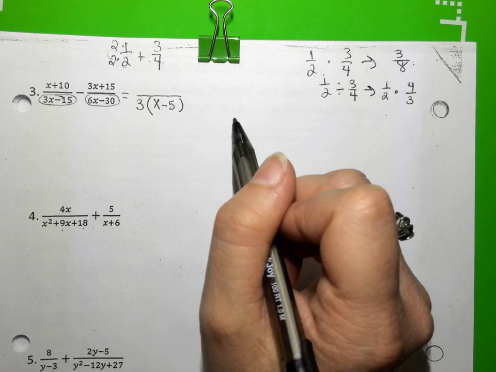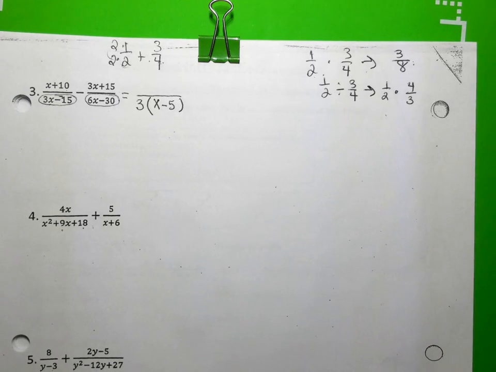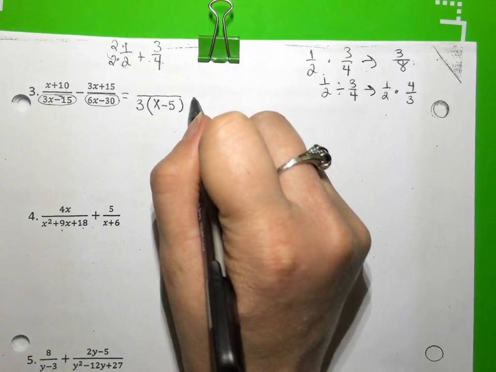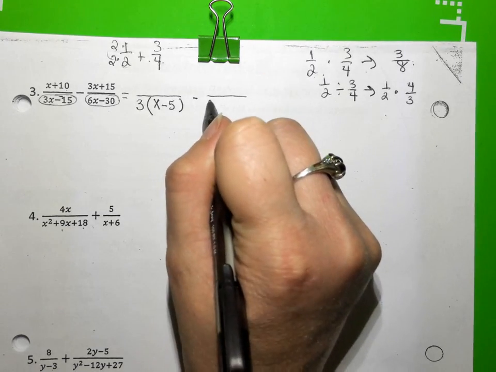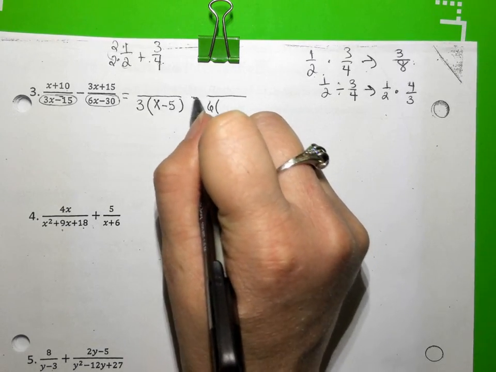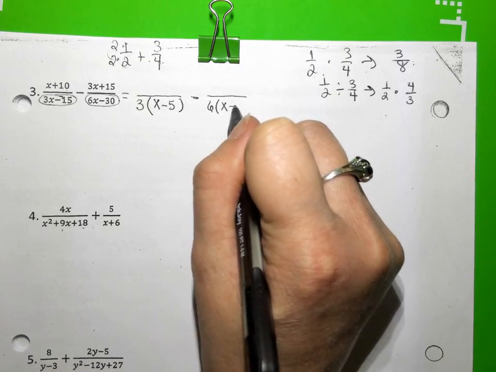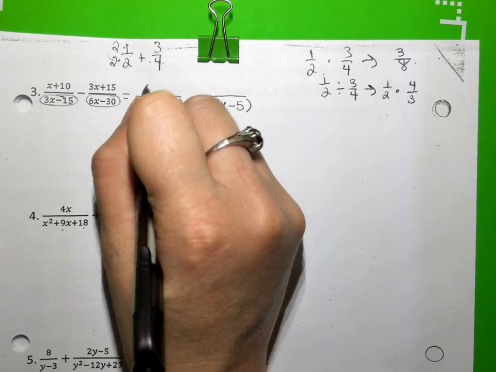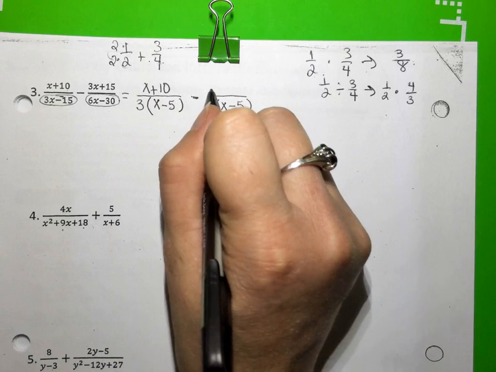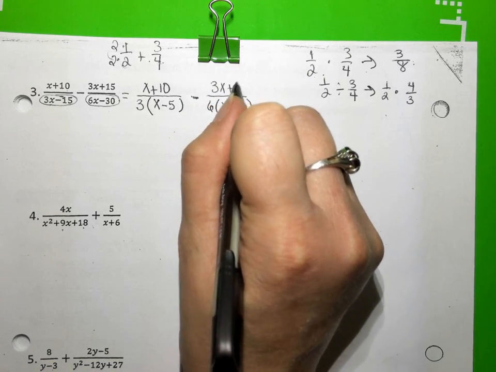Sure? Yeah. Okay. 6. Alright, and what's the other one? 6. Very good. So if I take out a 6, what's left there? x minus 5. There you go. Okay, and we're just going to leave the tops alone.